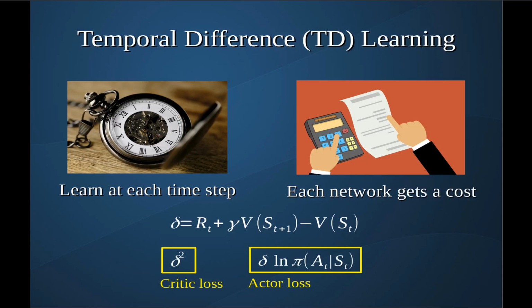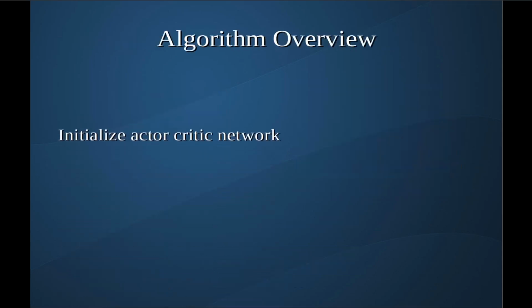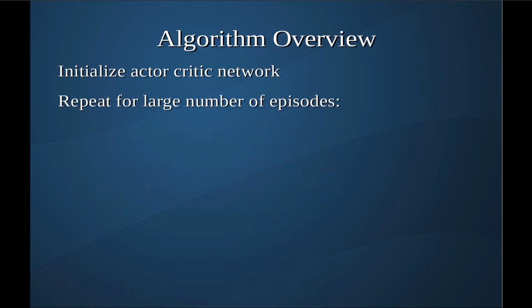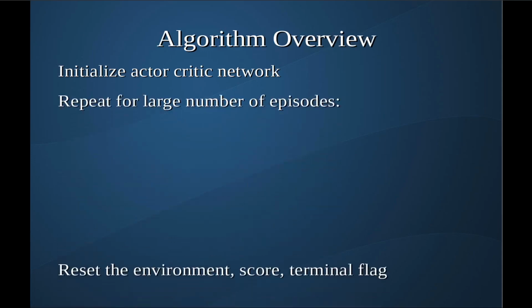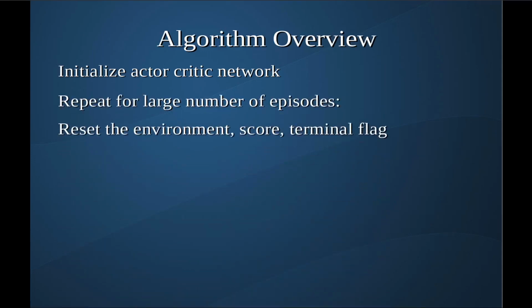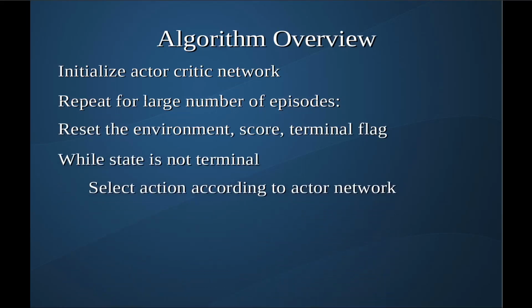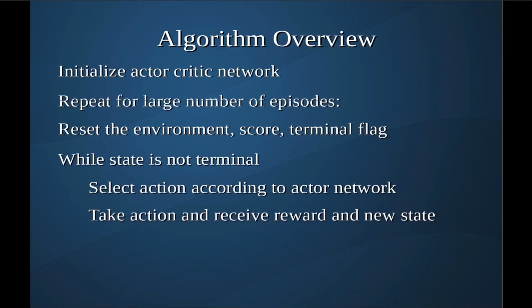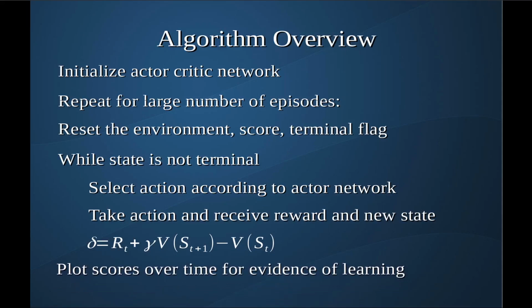We're going to implement the following algorithm. Initialize a deep neural network to model the actor and critic. Repeat for a large number of episodes. Reset the score, terminal flag, and environment. While the state is not terminal, select an action based on the current state of the environment. Take the action and receive the new state, reward, and terminal flag from the environment. Calculate delta and use it to update the actor and critic networks. Set the current state to the new state and increment the episode reward by the score.